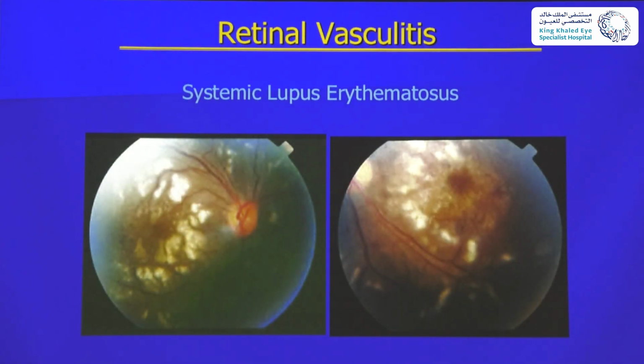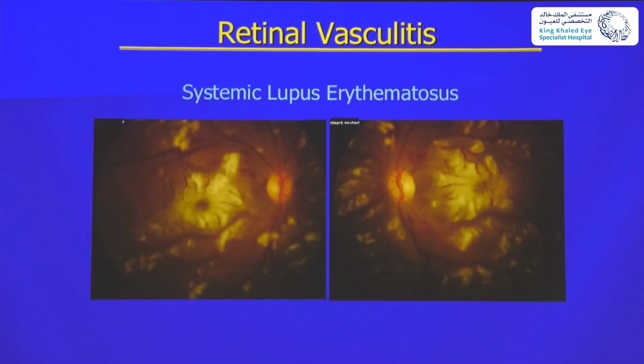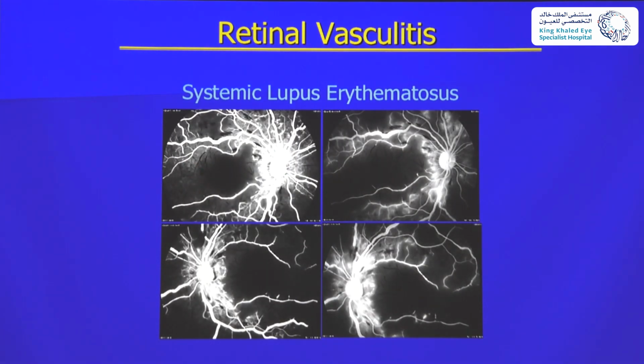So if you look at systemic lupus erythematosus, this is a patient with bilateral disease, but this was a very aggressive disease. The patient was referred from Jeddah with the diagnosis of retinitis. But this is not retinitis, these are multiple patches of retinal infarctions due to occlusion of retinal arterioles. And in addition, the patient had hemorrhages. If you do fluorescein angiography, it will show you that there is massive occlusion of the retinal arterioles. The vision was very poor because the macula was also involved.